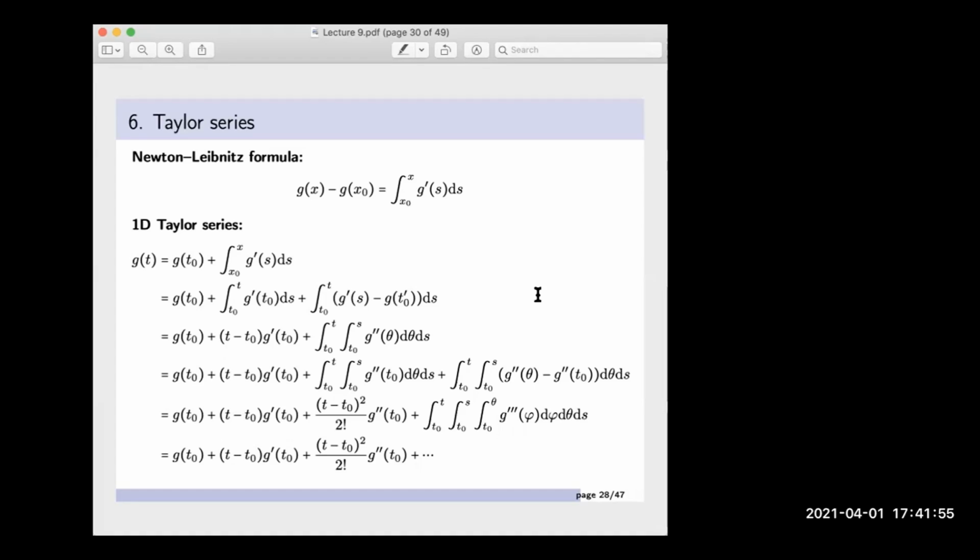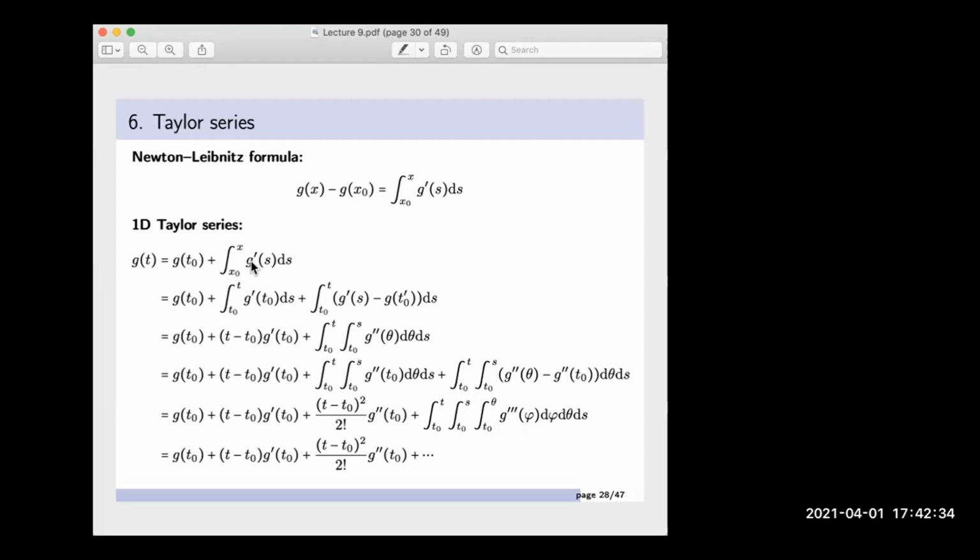You recall that the change of the function value can be related to the integral of the derivative. That's the famous Newton-Leibniz formula. Right? So if you simply look at the change of function value, it's equal to the integral of the derivative. So you can move g of x0 to the right side. Let's change x to t, use t and t0. So the integral would be from t0 to t.